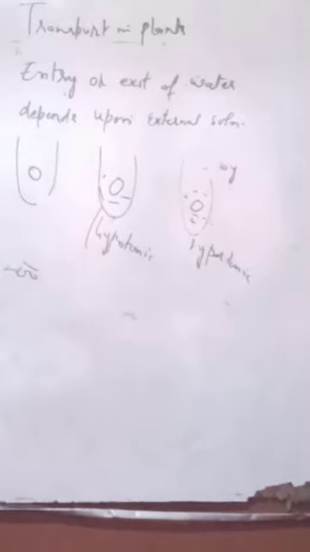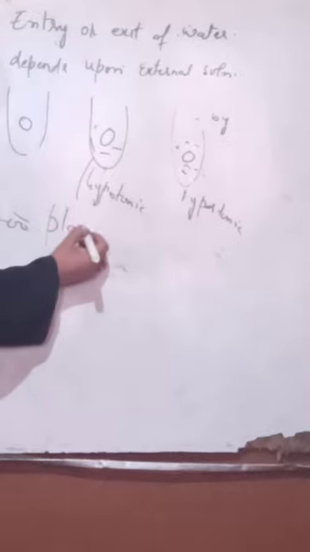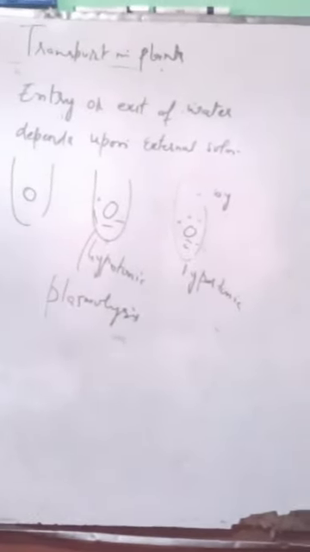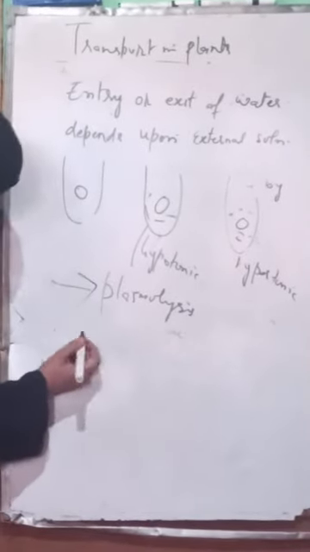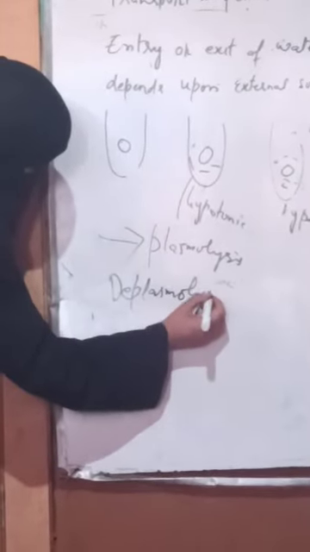Now, when we keep a plant cell in hypertonic solution, the cell wall shrinks away from the cell membrane. This condition is known as plasmolysis. And when after some time we change the concentration, the cell wall comes back to its place, and the condition is called deplasmolysis. So it was all about transport in plants. Thank you very much.